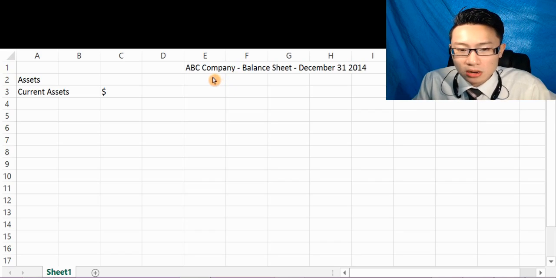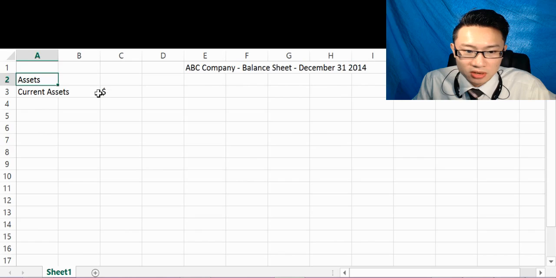So first of all, we usually write the company's name, like ABC Company Balance Sheet, and it's usually at the end of the year, December 31st, 2014, or the specific year. We have assets, our category is assets, and we have current assets. We usually write the assets on the left-hand column and put in the amount totals on the right-hand side.